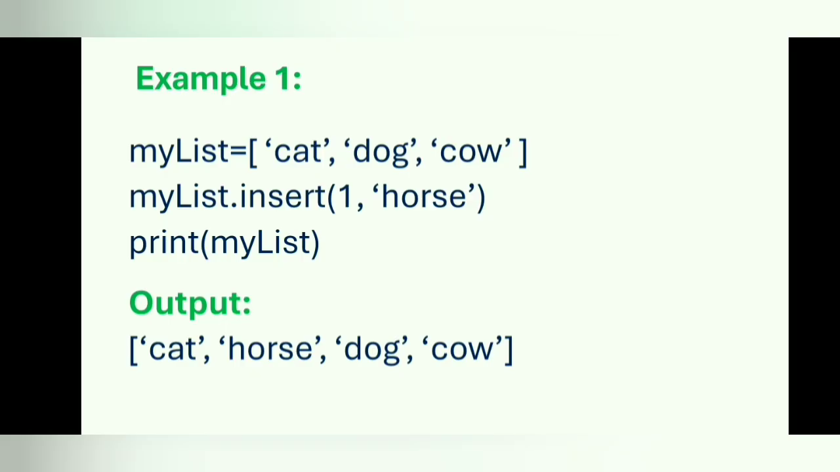All the elements after horse are shifted to the right. The index value of the first element of the list is 0. The print statement print(mylist) will display the modified list: cat, horse, dog, cow. The insert method in Python can insert a value at any index in the list. The insert method does not create a new list, it modifies the original list.